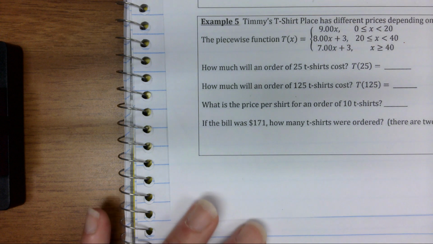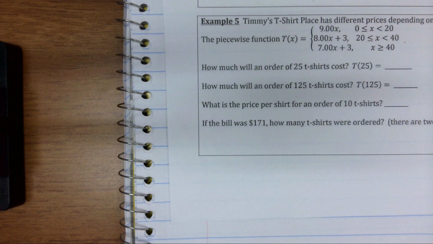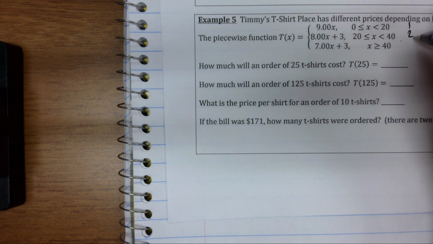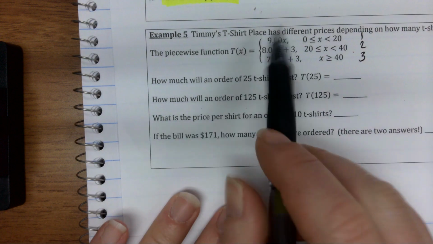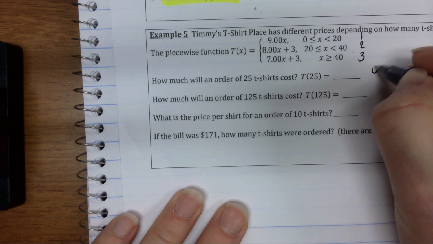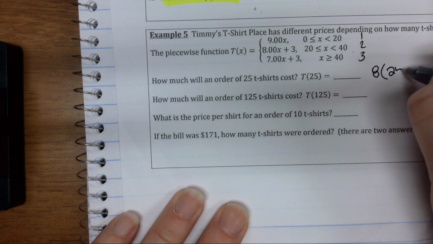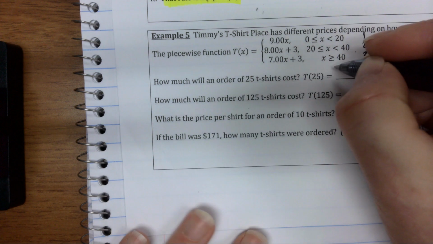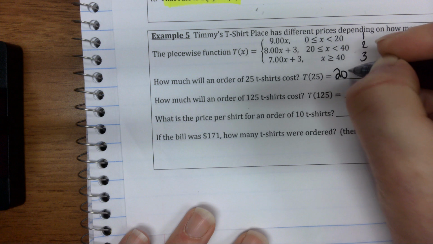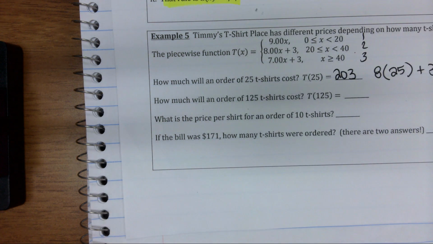Okay, you order 25 t-shirts. Which piece should we use? 1, 2, or 3? This is 1, 2, 3. Show me a finger. Which one? All right, thank you. 8. I need a calculator. 8 times 25 plus 3. How much is that going to cost? 203.